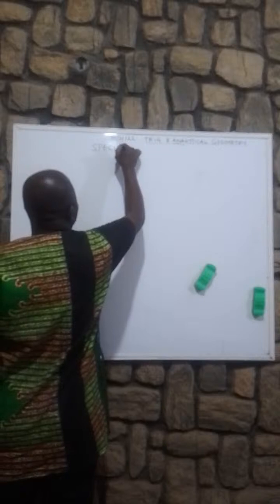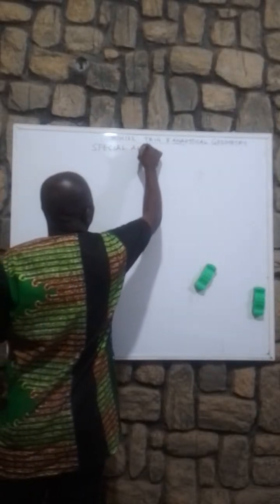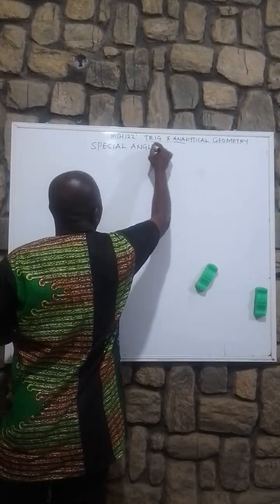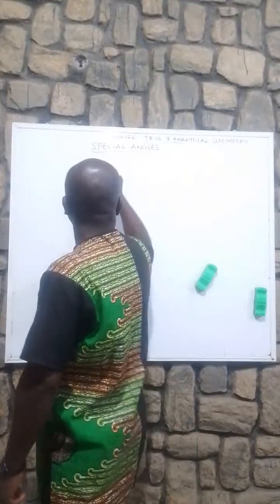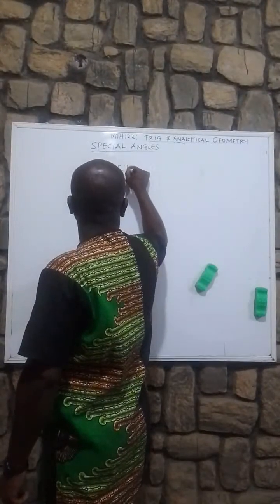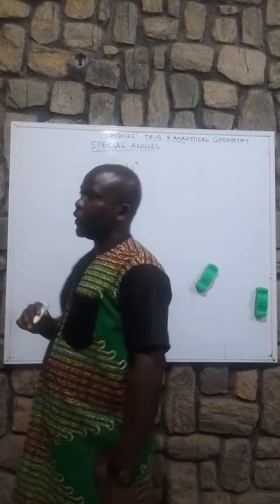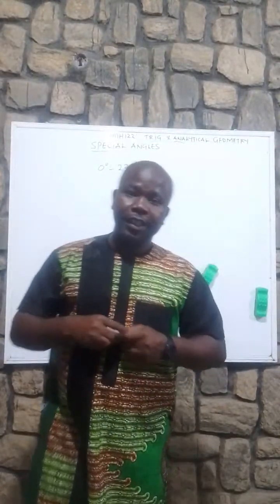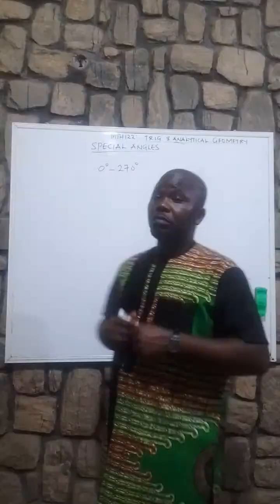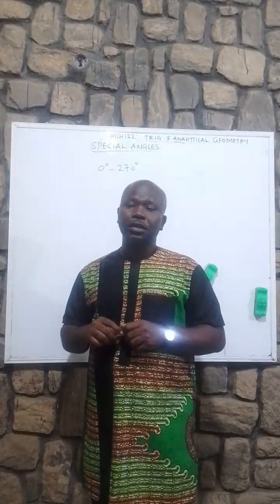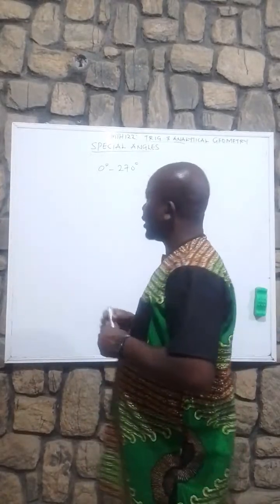Special angles. You know very well that 0 degree to 270 degree is always required in sciences and engineering. True of us, it's true, which everyone knows, because we make use of it every now and then, most especially in your engineering drawing. True of us, it's required.